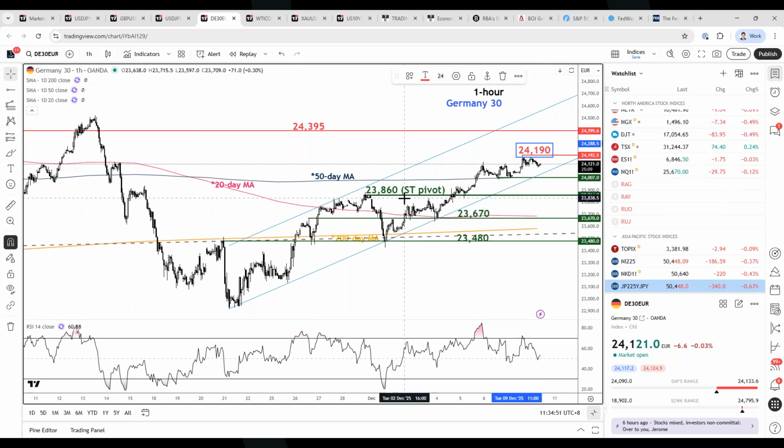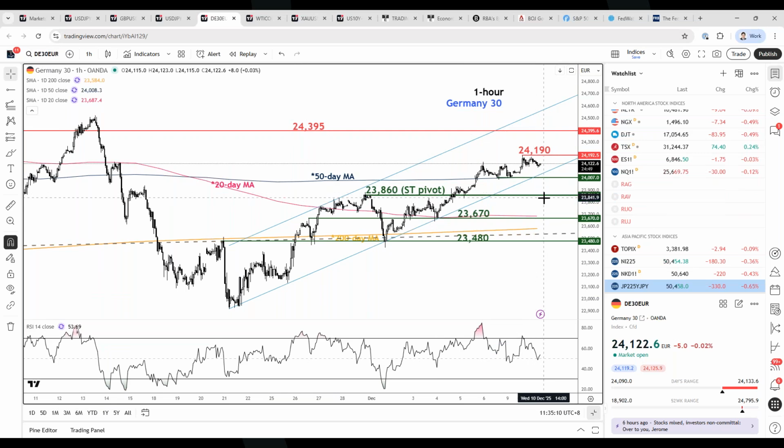Pivotal support, I will adjust it slightly higher at 23,860. All right, so as long as this pullback doesn't surpass below the adjusted pivotal support at 23,860, still maintain that bullish bias on the Germany 30. After 24,190, it will potentially expose the next intermediate resistance level at 24,395.